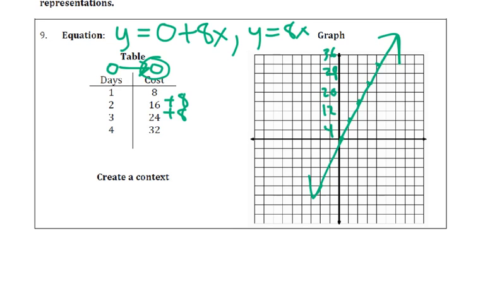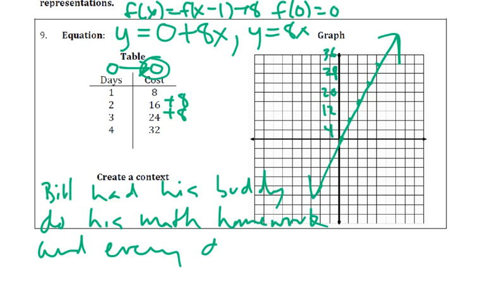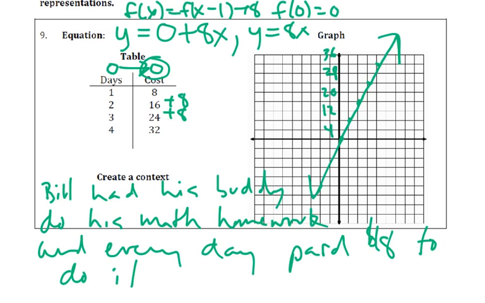You could also do the recursive and go f of x equals f of x minus 1 plus 8, and f of 0 equals 0. Either one of those would work. So it's something to start at 0, and every day our cost was $8. So maybe you'd say something like, Bill had his buddy do his math homework and every day he paid him $8 to do it. Okay, something about that cost for somebody being $8 every day.